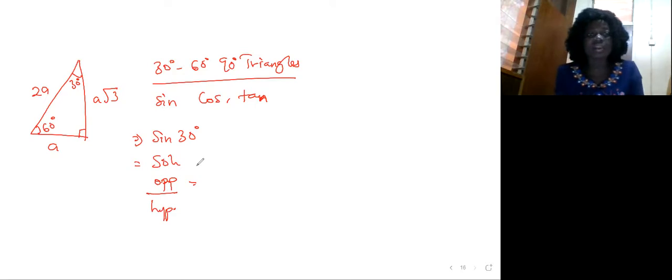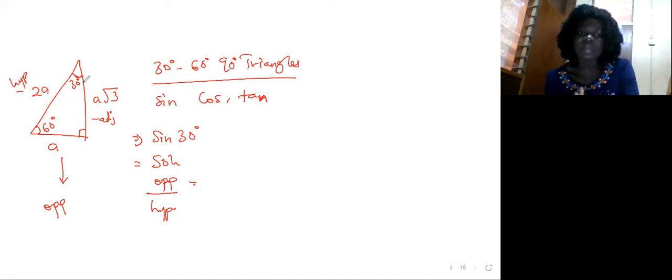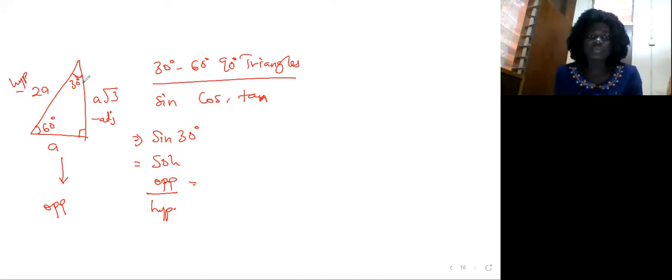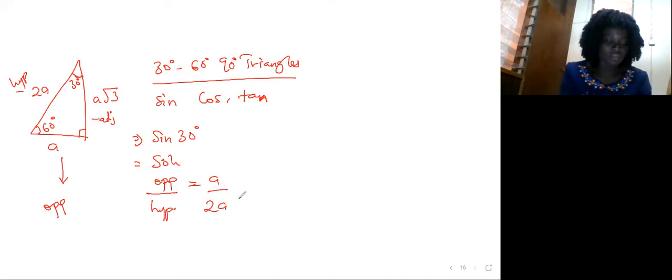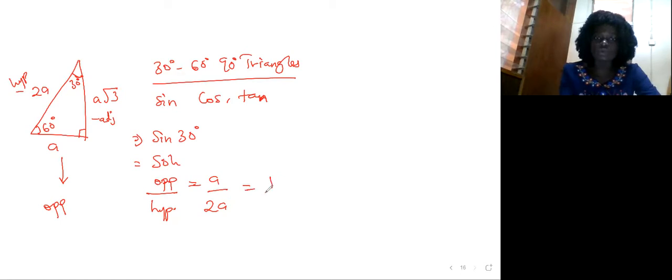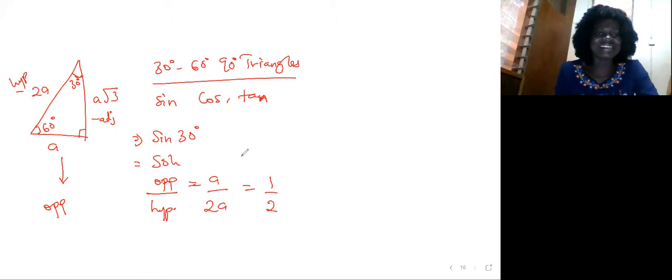Now you go back to the diagram. 30 degrees is this one. And so its opposite is this side, its adjacent is this side, and its hypotenuse is this side. The opposite always depends on where the angle is located. So we have opposite to be A over hypotenuse to be 2A. So sine 30 degrees, simplifying this, I'm going to get 1 over 2. And that proves our sine 30 degrees.